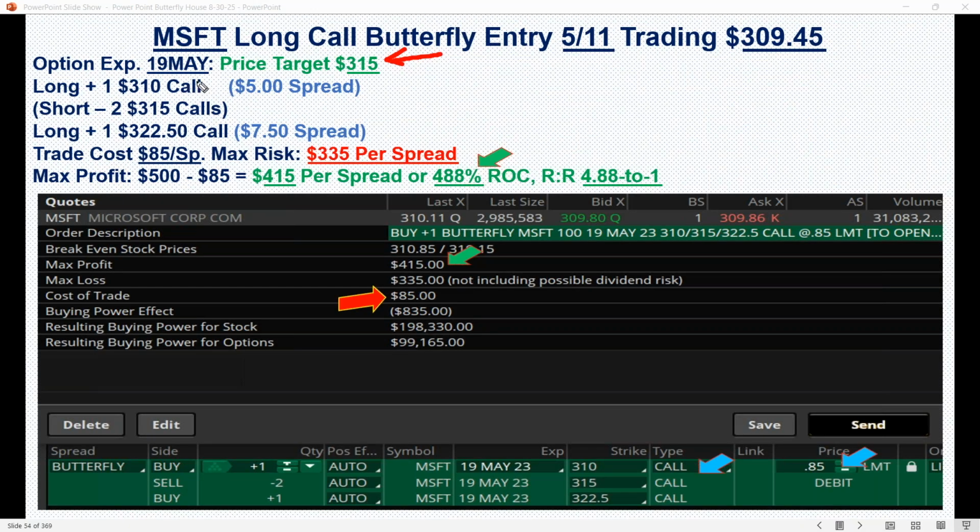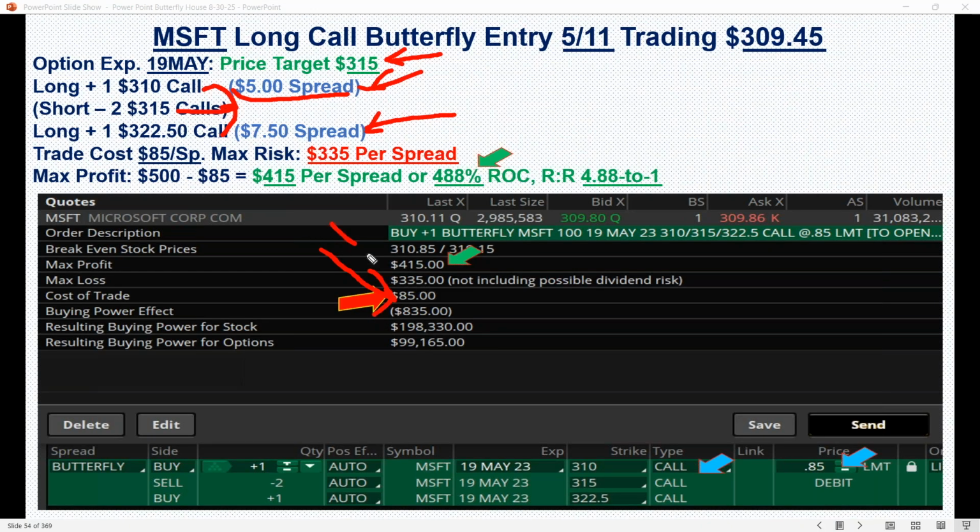So we went out and bought the 310 call, sold the 315 against it. So that's a $5 wide spread. See that? And then the other part of the trade was we set the 315 call short, but we widened out the other side of the spread to 322.5. So you can see that's a $7.50 wide spread. Okay, so we had a broken wing butterfly here. Now by doing that, we reduce our cost of the trade in this example to $85.